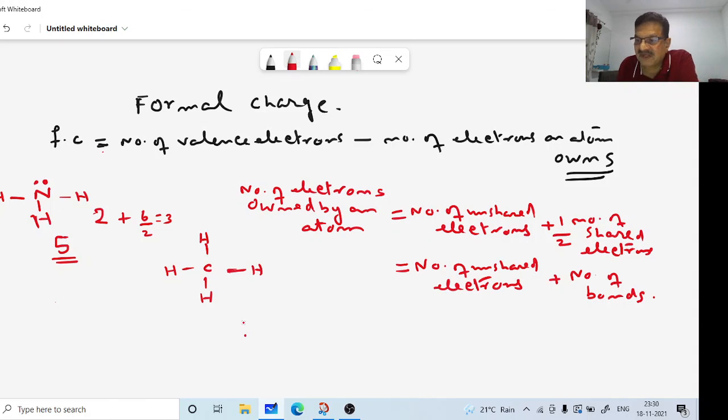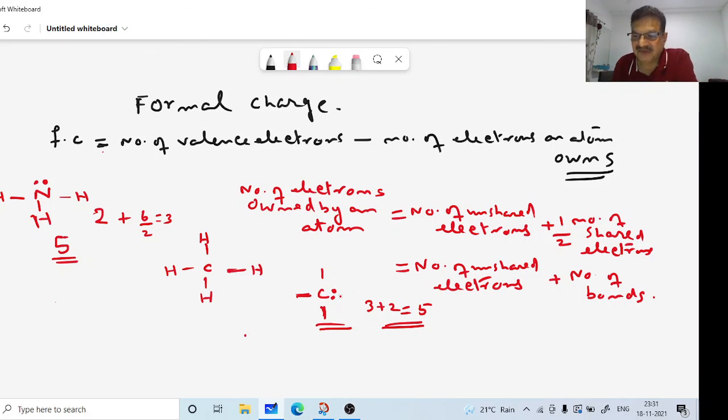So in the same fashion, now if you say an entity like this, here the carbon shares how many electrons? 3 bonds. 3 bonds means carbon shares 6 electrons here, and carbon has got 2 unshared electrons. Therefore carbon owns how many? 3 plus 2, that is 5. This is how you will have to calculate it.